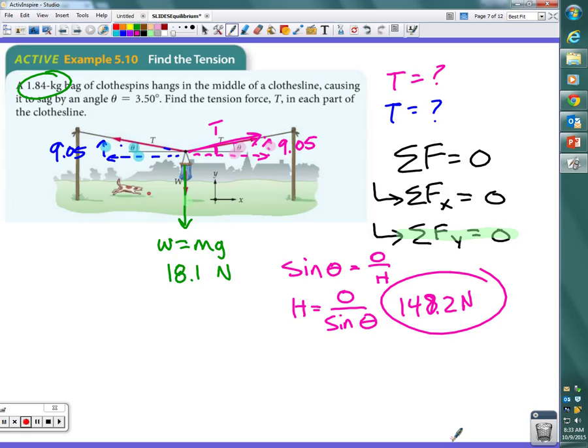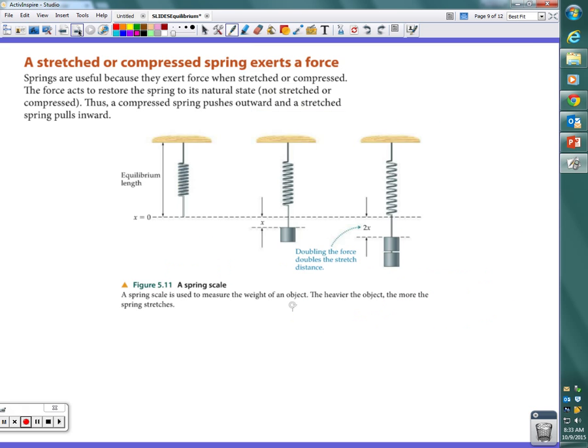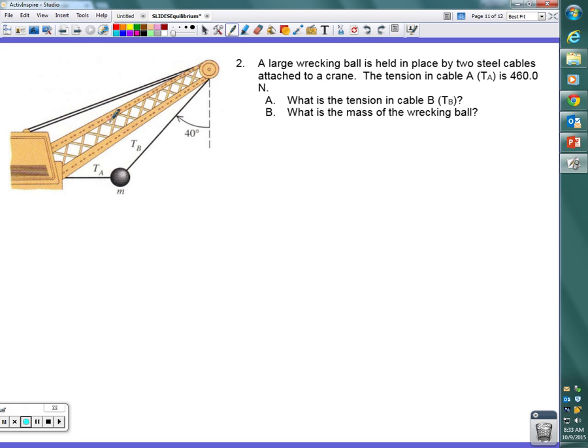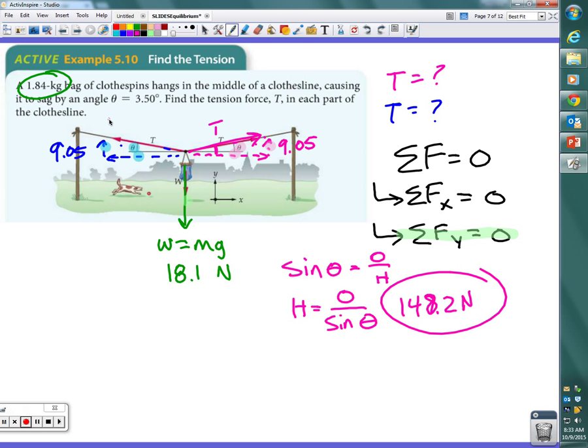All right, good there? Okay. Cindy's question, or Cindy said 148 plus 148 doesn't equal 18. That's true. But 148 doesn't have to equal 18. The vertical components have to equal 18. Right? Okay. Good there? All right.